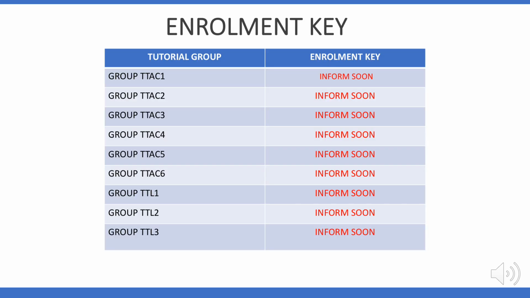Okay, so this is the example. Inform soon means that I will give you the enrollment key after this, after which you can enroll. Alright. For example, TTAC1 enrollment key is TAC1. Contoh, for example. So you have to type TAC1 in the enrollment key tu. Okay, so dia akan masuk.